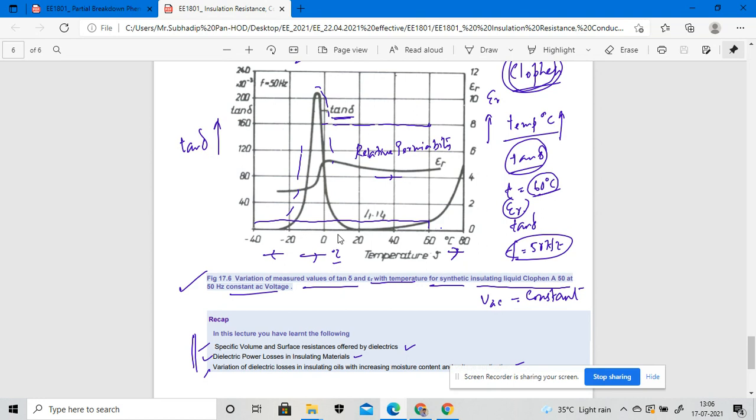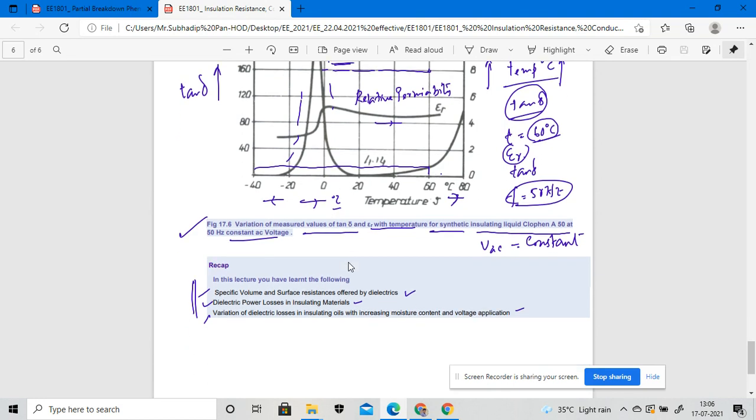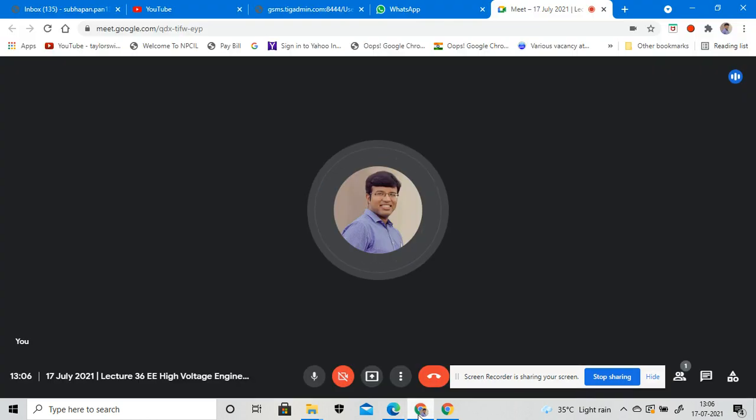So in the previous lecture yesterday, we discussed three things. One is the specific volume and surface resistance offered by the dielectrics. The second one is the dielectric power losses in the insulating material. And the third one is the variation of the dielectric losses in the insulating oil with increasing moisture content and voltage application. That we discussed in the previous lecture, right?